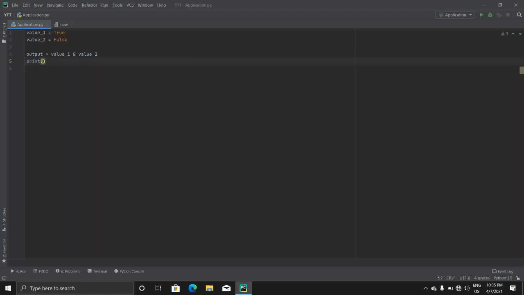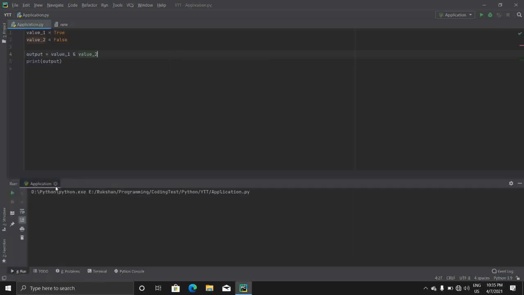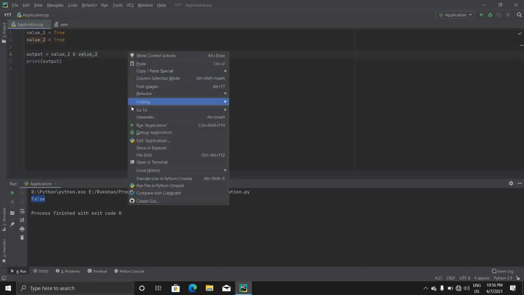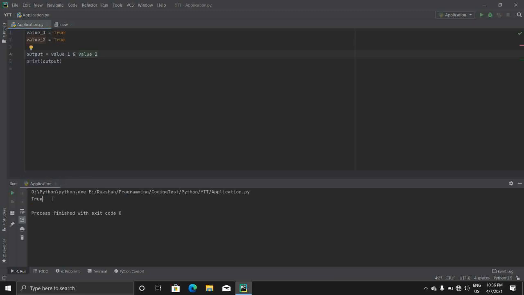Let's print the output variable's value. When we run this, we can see false. We already know if we pass true and false to AND, we get false. What about when we put this to true? Now we get true. Yes, it's correct.